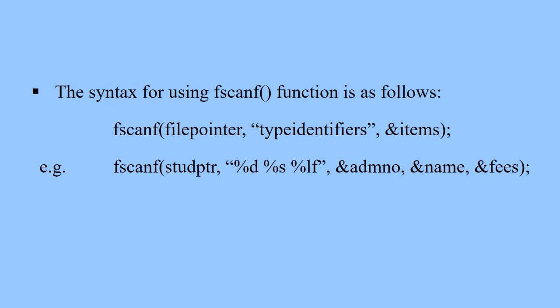For example, fscanf, our file pointer is student pointer. Then our type identifiers are %d for integer, %s for string, %lf for float.